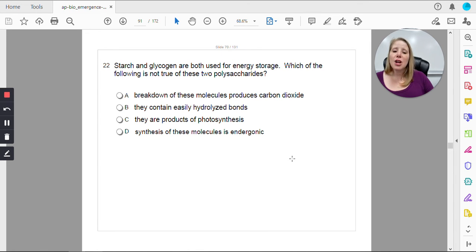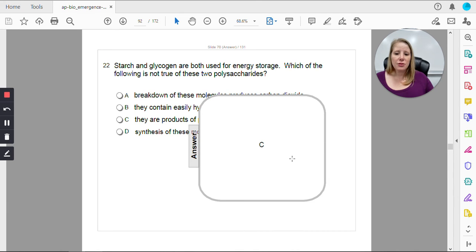Starch and glycogen are both used for energy storage. Which of the following is not true of these two polysaccharides? Breakdown of the molecules produces carbon dioxide. They contain easily hydrolyzed bonds. They are products of photosynthesis, and synthesis of these molecules is endergonic. So which one of these is not true? Not true is going to be that they're not products of photosynthesis.